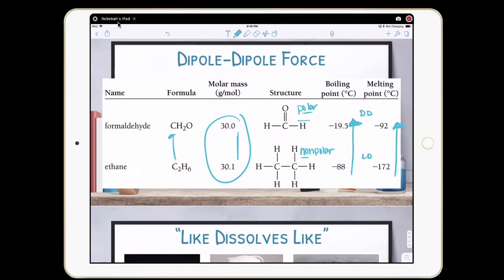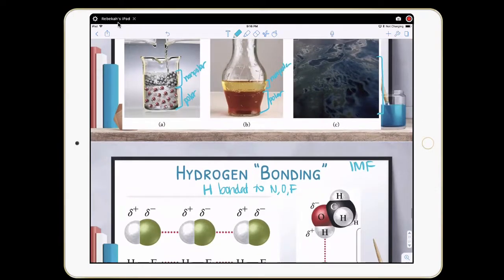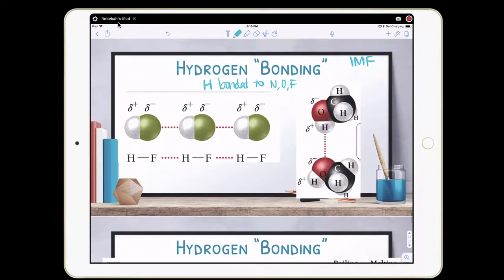So let's look back really quick. Do you see here how I have an H and I have an O? Are they bonded together? No. This is dipole-dipole. It's polar, but it is not hydrogen bonding. Formaldehyde does not have hydrogen bonding. Hydrofluoric acid does have hydrogen bonding. It is only an H bonded to an F. This alcohol, this OH right here, has hydrogen bonding.